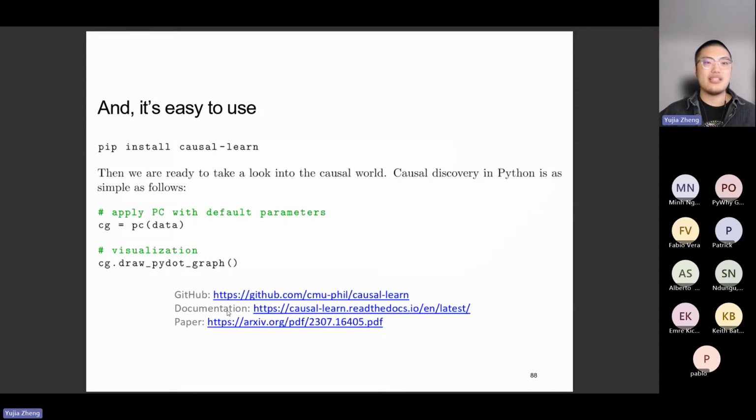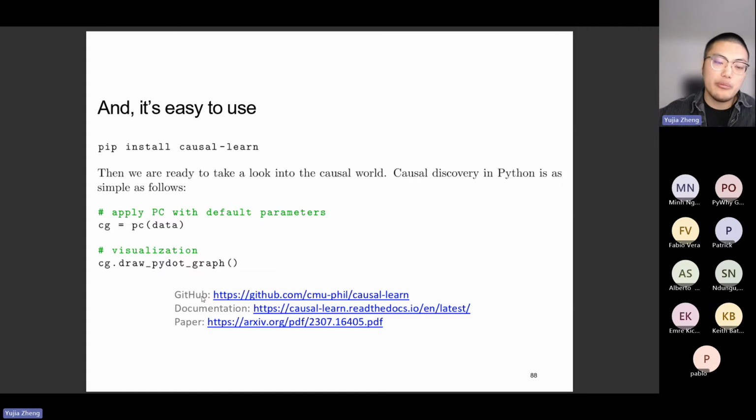And most important, it's very easy to use. So literally we can just apply causal discovery in three lines of code. First, we pip install causal-learn, and then we just input our data into our function, where the data is just a NumPy array, and then we can do the visualization in a one-line function.